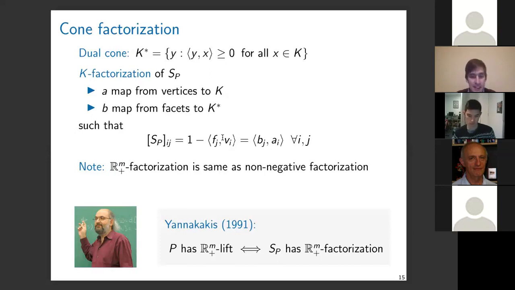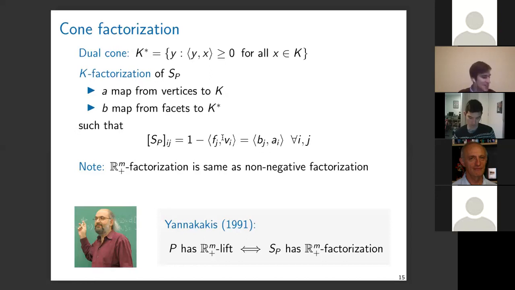the slack matrix has an orthant factorization in the size M orthant if and only if a polytope has a polyhedral lift of size M. So somehow understanding these factorization questions, this algebraic type question, is exactly equivalent to understanding this geometric question of taking an orthant, slicing it with some affine space, and then projecting onto some lower dimensional space.